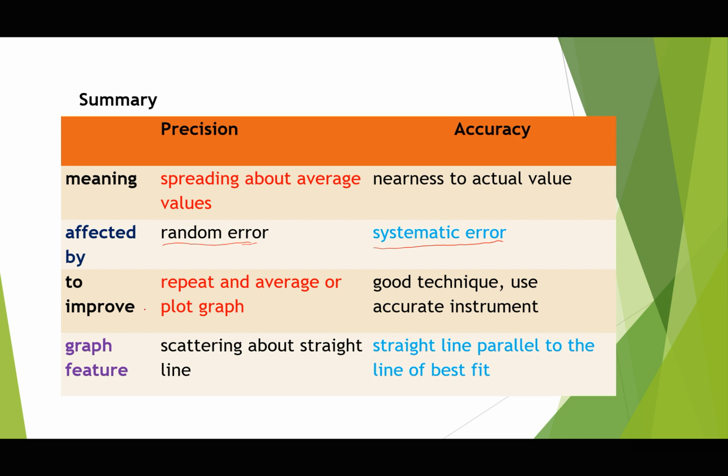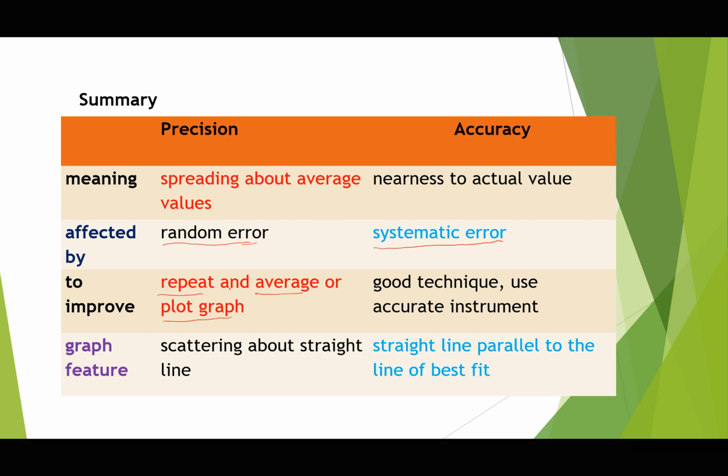How do we improve accuracy? We can always repeat and take the average, or we can repeat and plot a graph. The average value is better than a single value, because values scatter around a certain average, and sometimes the average is the best. When plotting a graph, we draw the line of best fit, which would also be better than considering a single value.